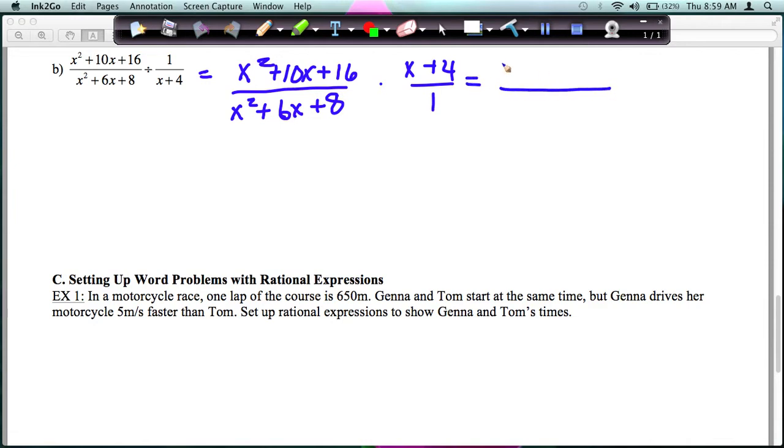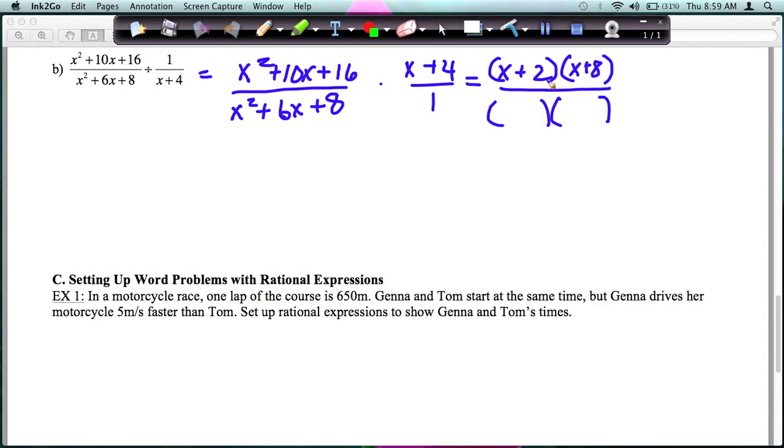I'm now going to factor the numerator. So I need two numbers that multiply to be 16 and add to be 10, and that would be a positive 2 and a positive 8. Now I need two numbers in the denominator that multiply to be 8 and add to be 6.